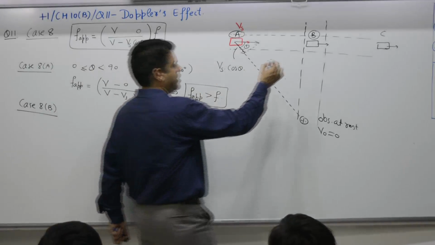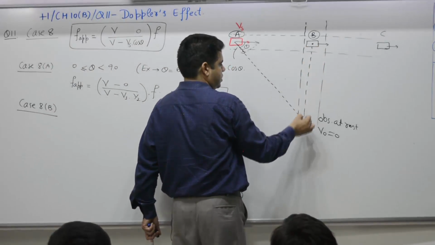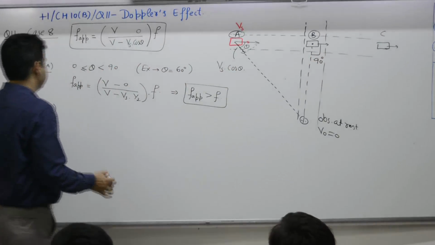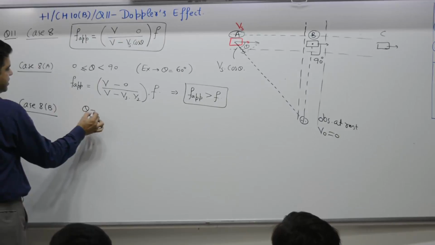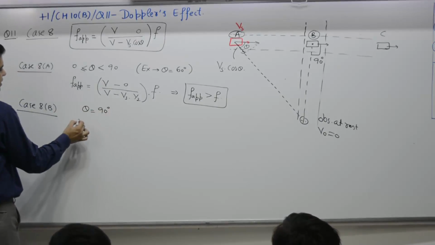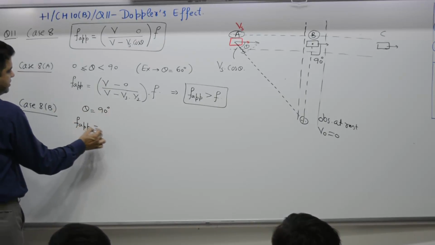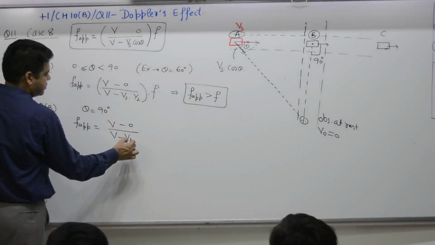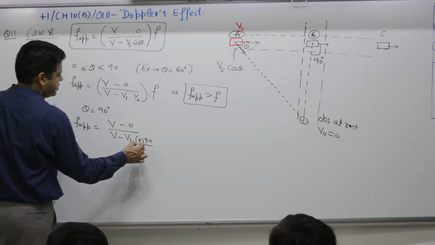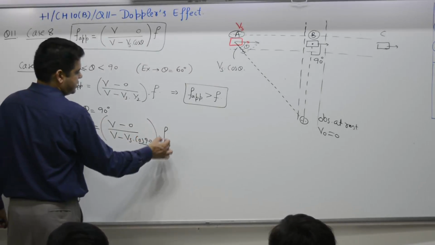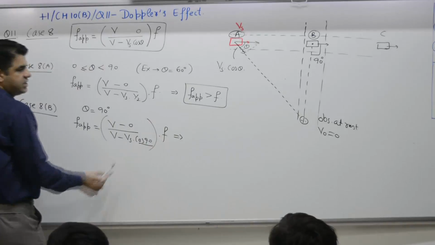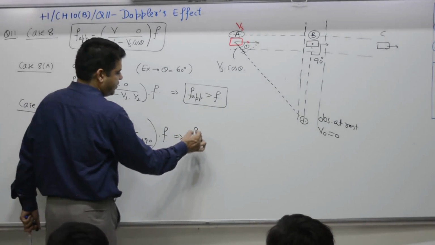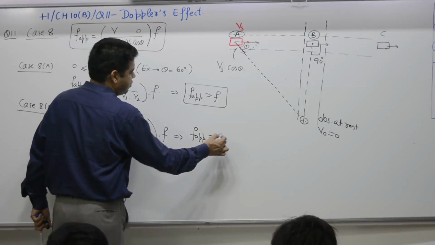This one. Join the two. The angle between the two comes out to what? 90 degrees. For this case, theta is equal to what? 90 degrees. F apparent is equal to V, observer speed is 0, V minus Vs cos 90. Cos 90 is how much? Yes, cos 90 is 0. This part is 0, V by V is 1. So, apparent frequency is equal to actual frequency.